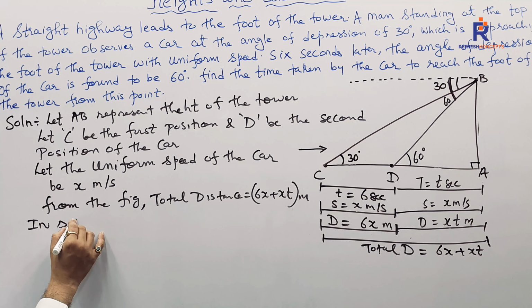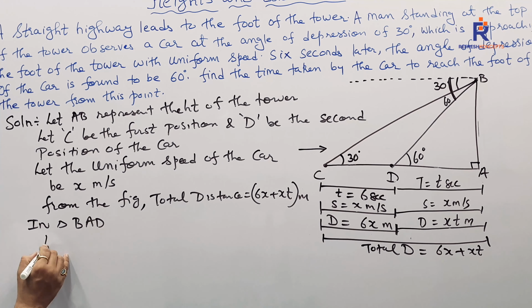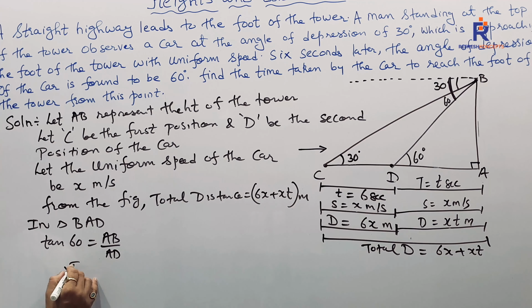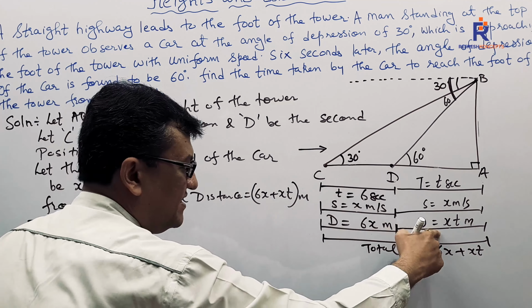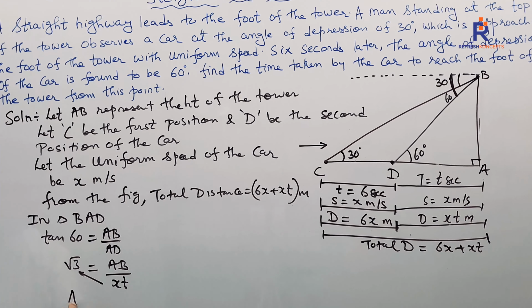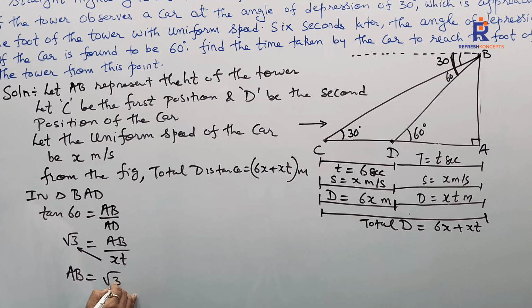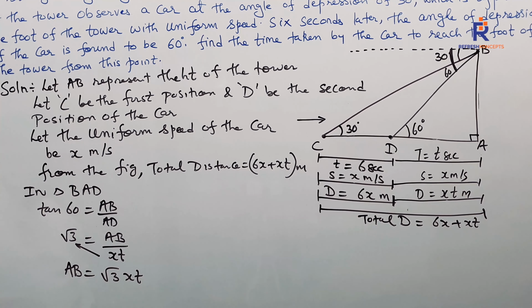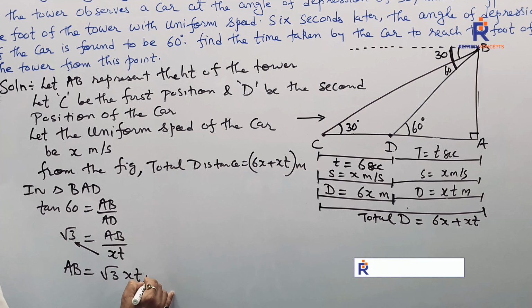In triangle BAD, tan 60 is AB by AD. What is tan 60, children? Root 3. How much is AB? I don't know, that's our common side. And how much is AD? Since we want it in terms of distance, it is XT. So if I go for cross multiplication, what is AB turning out to be? Root 3 XT meter. Yes, certainly it is meter.